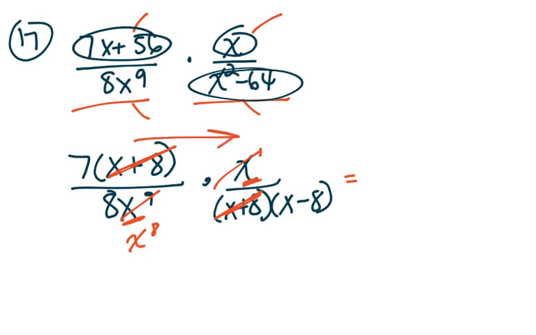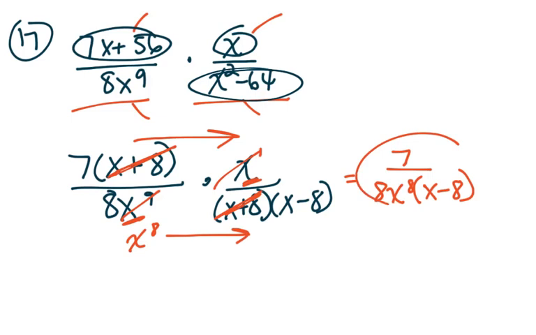So let's multiply numerators and denominators. In the numerator, all I have is 7. And in the denominator, I have 8x to the 8th, x minus 8. And nothing else can be simplified. So that's what you will input on MyLab.